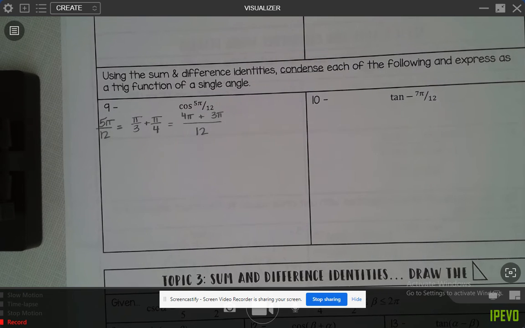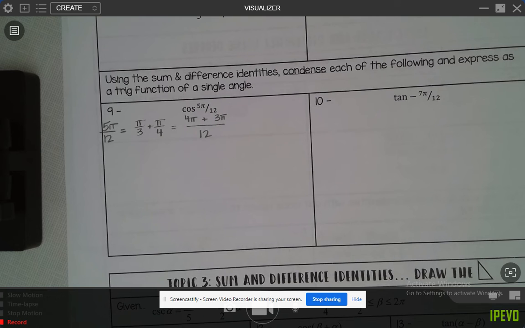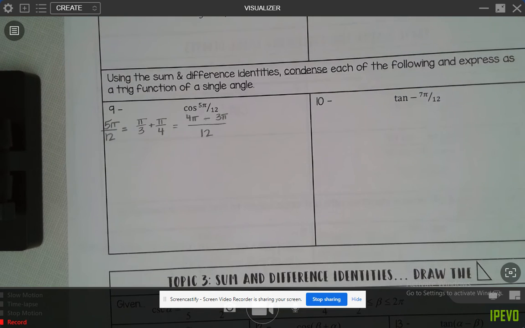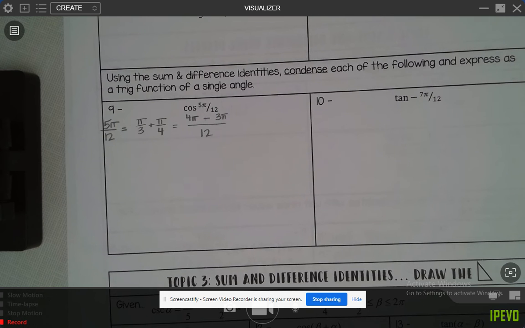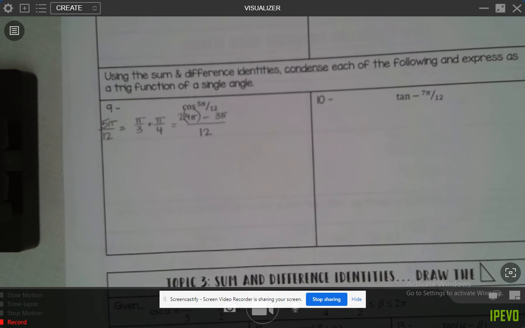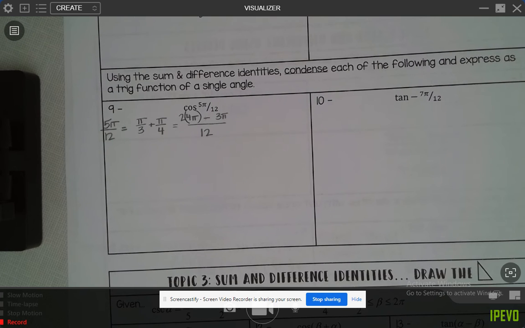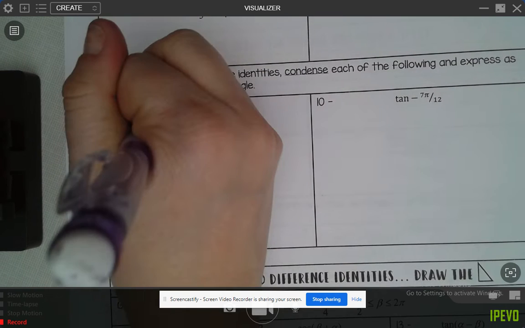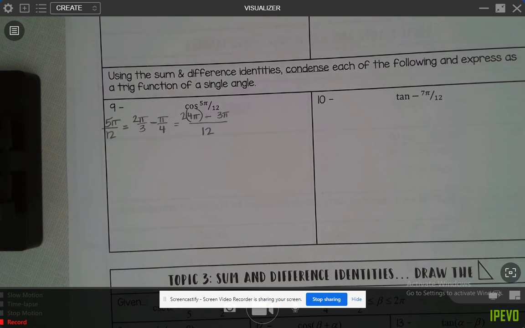Okay, so I need 5 pi over 12, right? Can I add this at all to get 5 pi over 12? No. So that means I have to subtract, right? So this has to be a subtraction problem. How am I going to get 5 pi over 12 if I subtract? Multiply the 4 by 2. Yes, because what's 2 times 4? 8. So 8 pi minus 3 pi is 5 pi, yes? So this becomes 2 pi over 3 minus pi over 4.